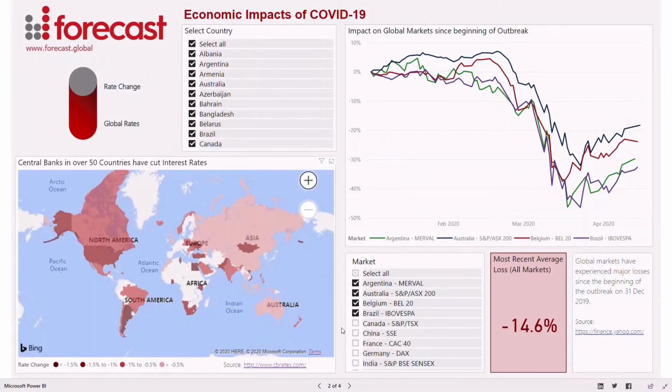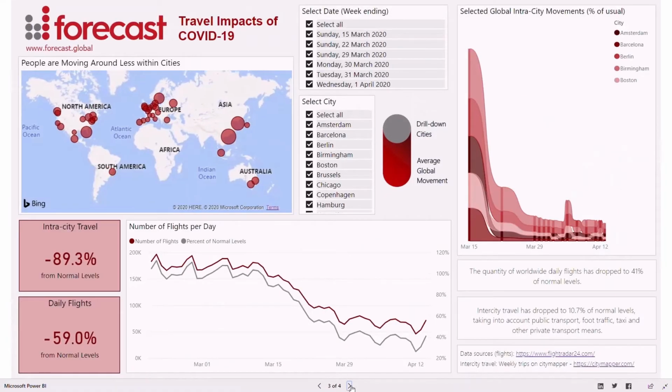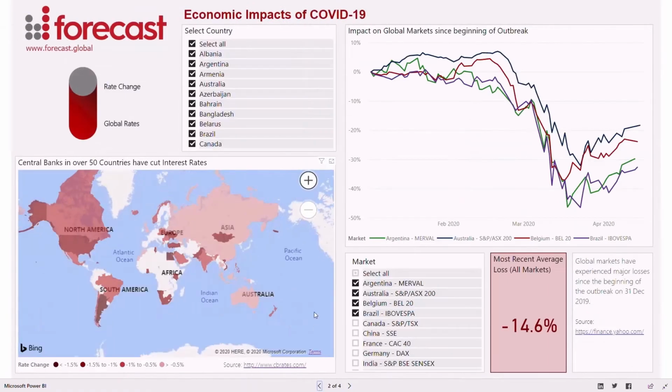Welcome to this episode where we'll explore the second and third pages of the dashboard. The second page covers some economic impacts due to COVID-19, and the third page covers related travel impacts. Back to the second page.